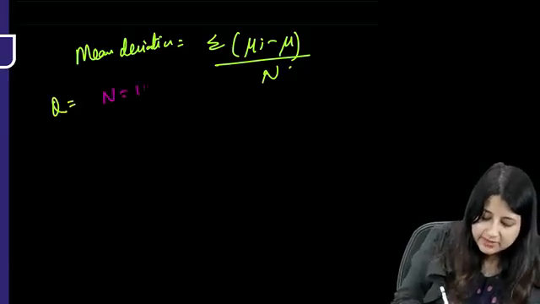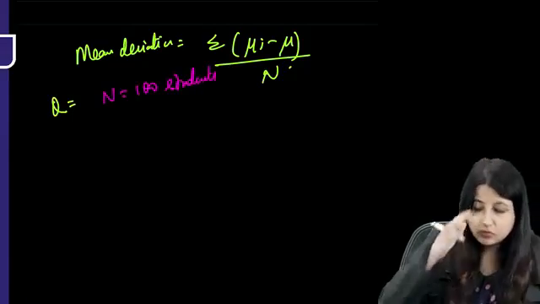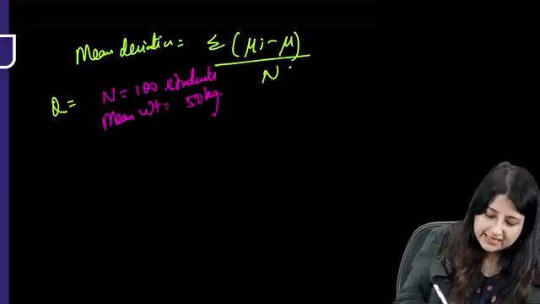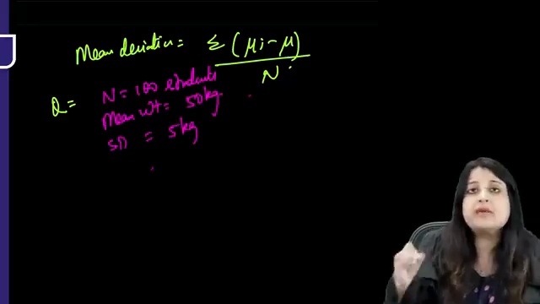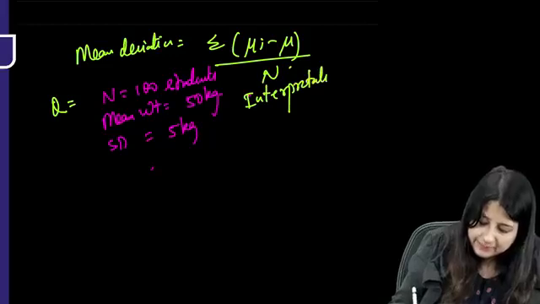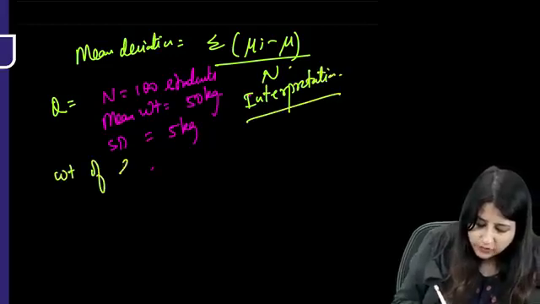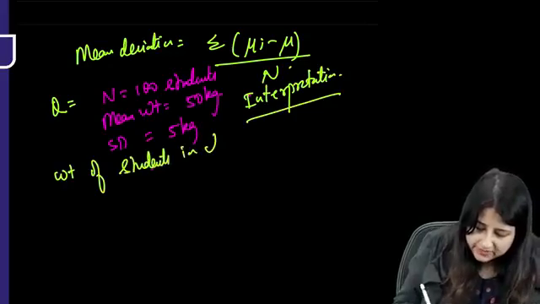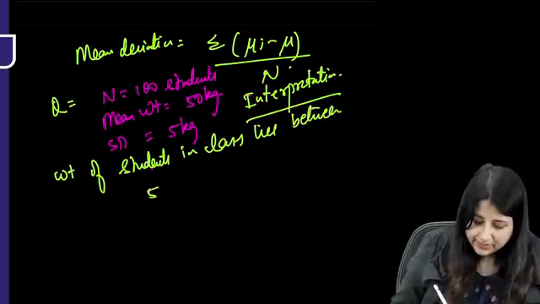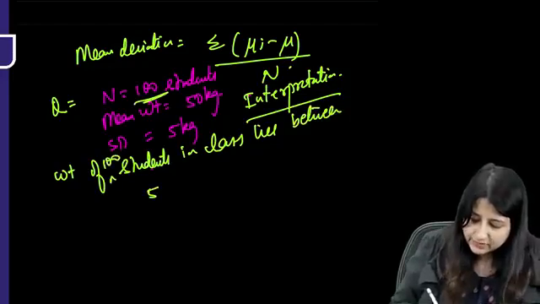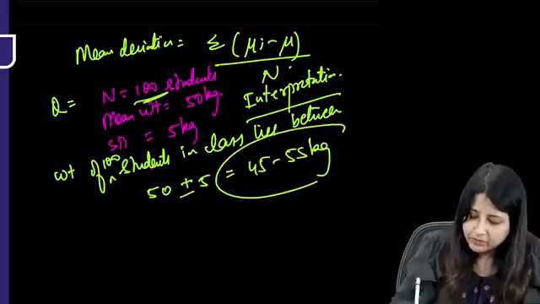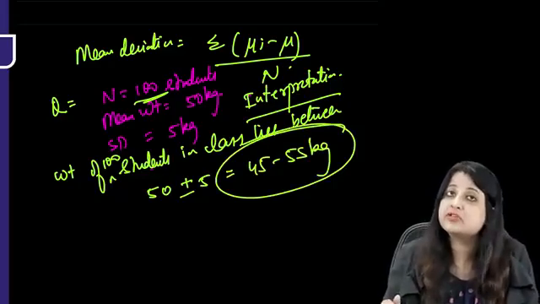Interpretation is important. Suppose there are 100 students in a class, and the mean weight of the 100 students has come out to be 50 kg. Standard deviation is 5 kg. What do you mean by this? Can you tell me what is the interpretation? This question can come. This simply means that the weight of all these 100 students in the class lies between 50 plus minus 5. That means 45 to 55 kg. Did you understand this? That is the interpretation of standard deviation.